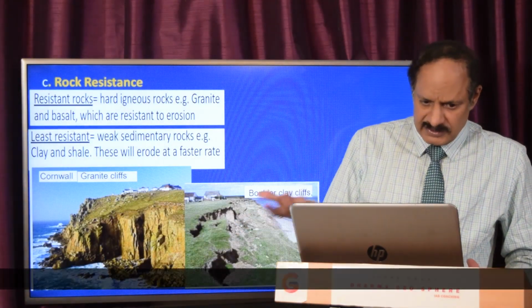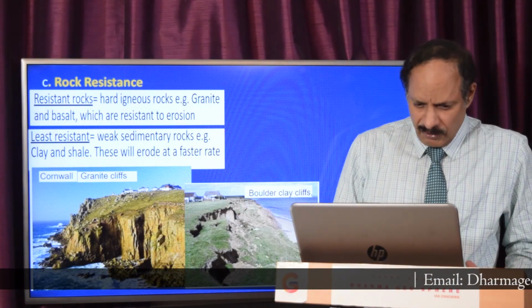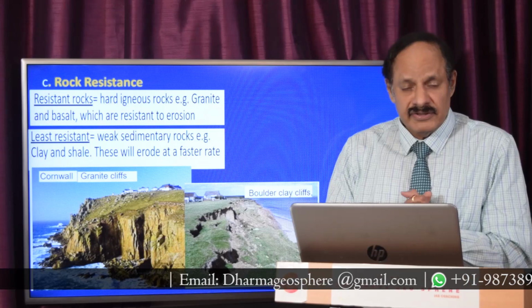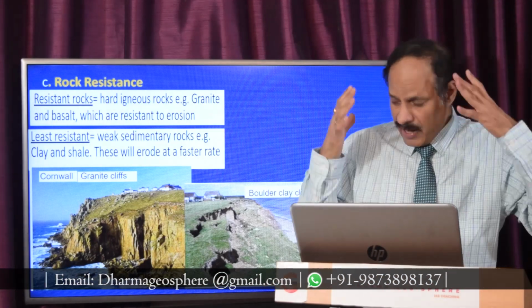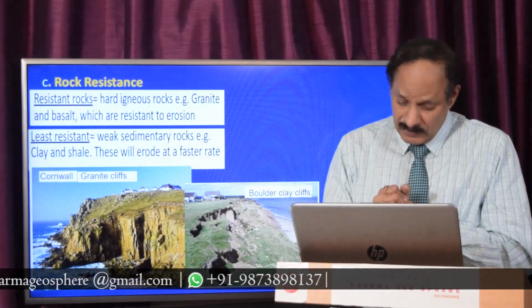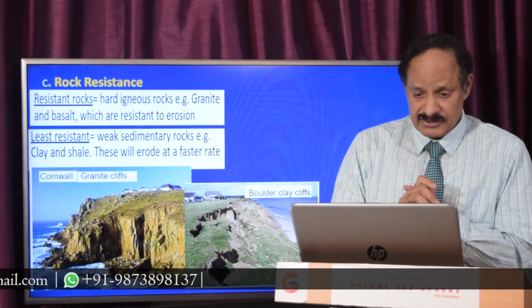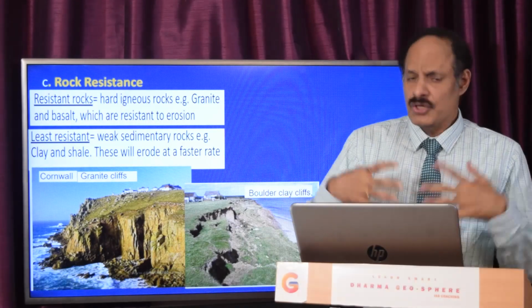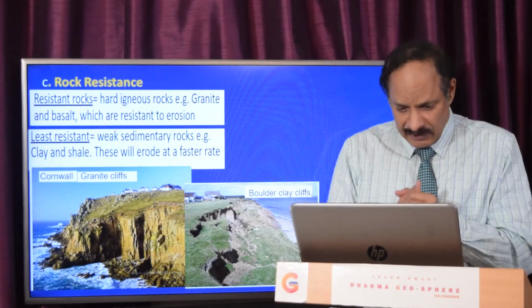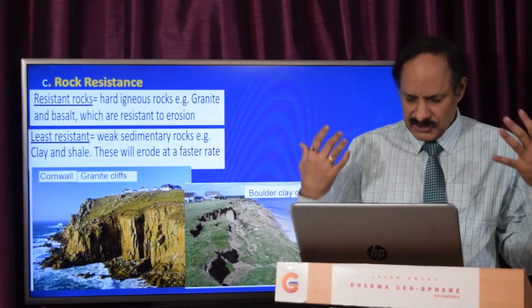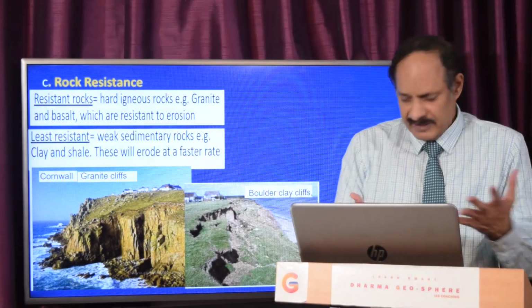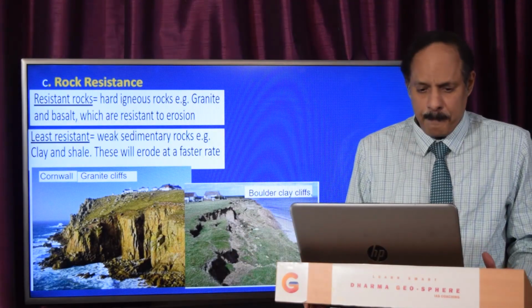Then the rock resistance. I have shown the resistant rocks are those which are hard igneous rocks. Igneous means coming from fire. They are very hard rocks, very resistant to erosion, like granite and basalt. So they make huge granite cliffs, unlike clay and shale, which are weak sedimentary rocks. They make small boulder cliffs, as you can see the difference.